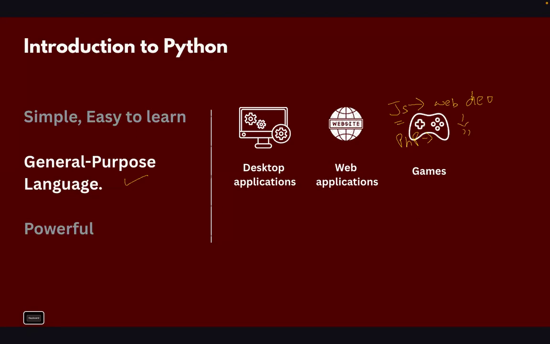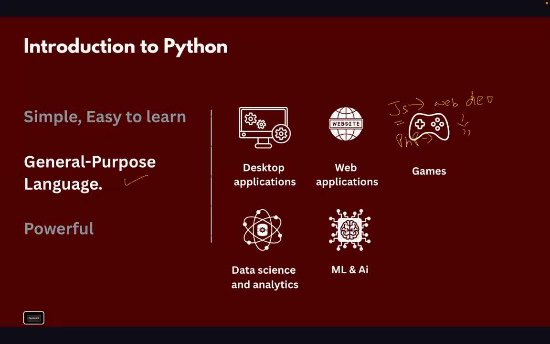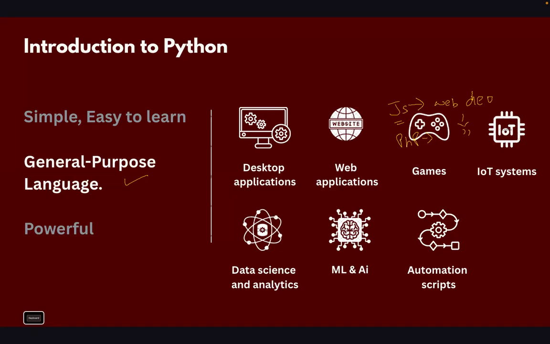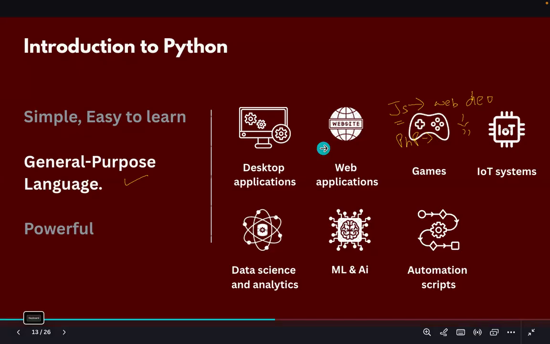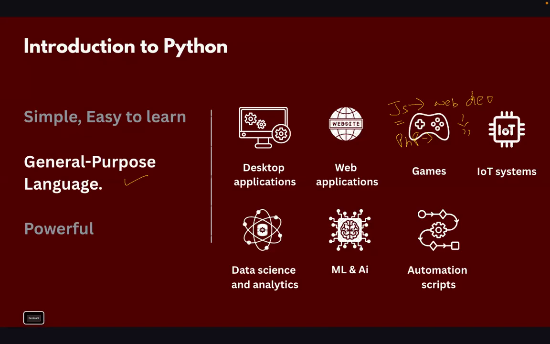And most importantly, we can do data science and analytics with Python. We can work on machine learning and artificial intelligence with Python. We can also write automation scripts and build IoT systems using Python. So if you learn Python, you have access to all these areas. That's why we see the Python market as huge these days, right?